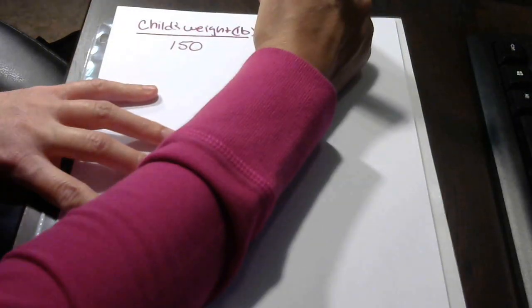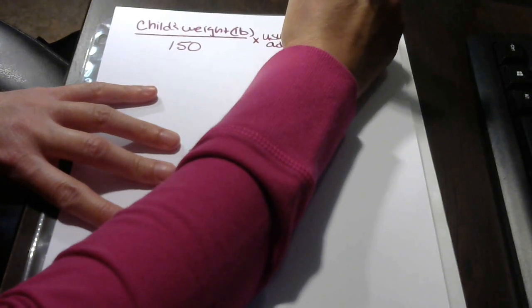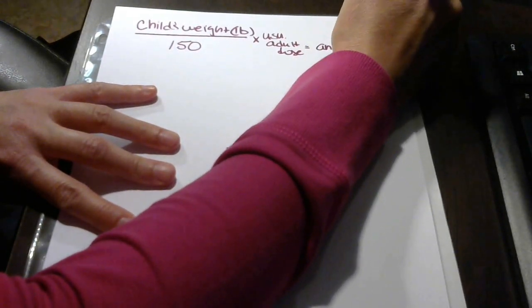It's always going to be over 150, and this 150 is derived from the average adult weight in pounds. This number will never change. That's why it's so important to make sure that your child's weight is in pounds, because it won't make sense to have kilograms divided by pounds. That's going to give you the wrong answer. So always make sure that's in pounds. Then you take that times the usual adult dose, and that will give you your answer.